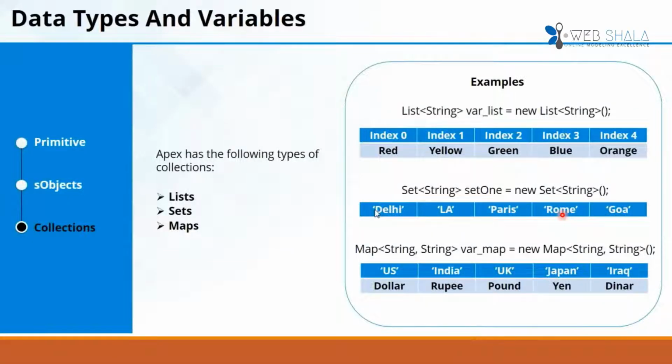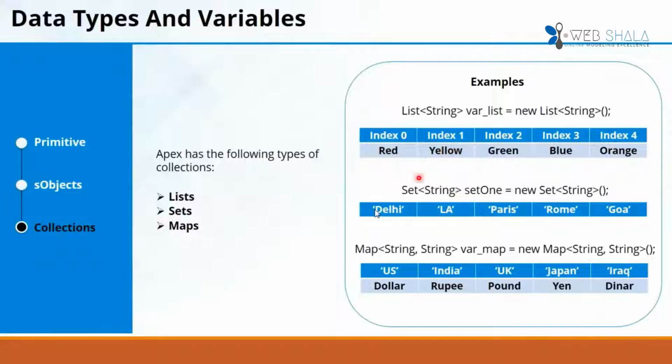You are putting the balls in a bag, and whenever you put your hand in, anyone can pick it up. You are not sure which one will come first, which one will come second. But here, this list is very well defined. You know that whenever you retrieve the data from index 0, red only will come. So this is the difference between list and set.